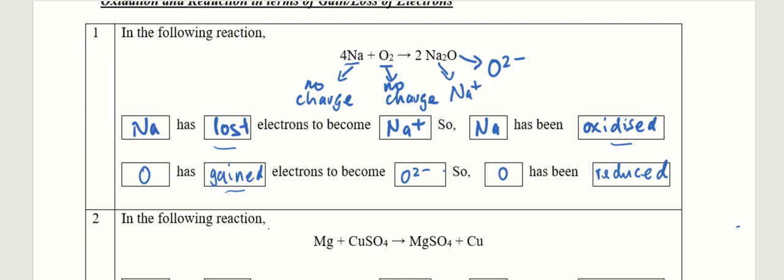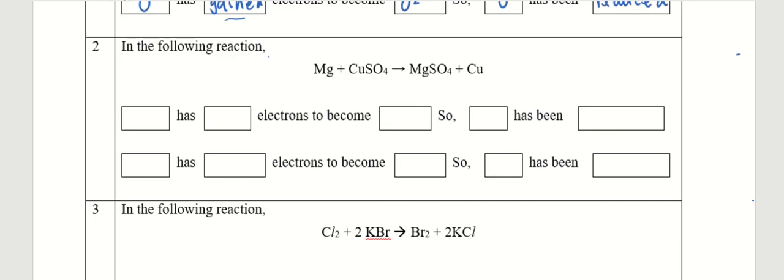Okay, so let's take another example of magnesium reacting with copper 2 sulfate. Looking at the equation, magnesium reacts with copper 2 sulfate to give you magnesium sulfate and copper. Now you might recognize that this is actually a displacement reaction, as magnesium is more reactive than copper, and therefore magnesium can displace copper from copper 2 sulfate.